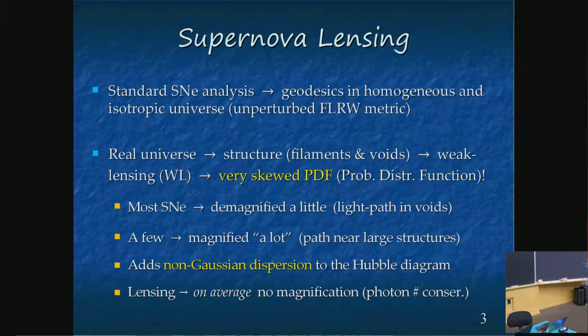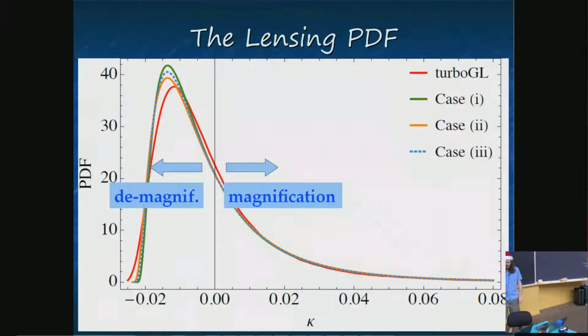On average, we know by theory that lensing introduces no magnification, because you have photon conservation. Of course, you can have interaction of photons in the gas, but I'm ignoring that.